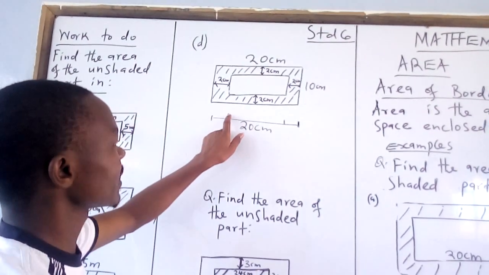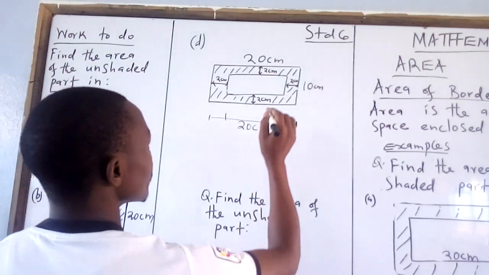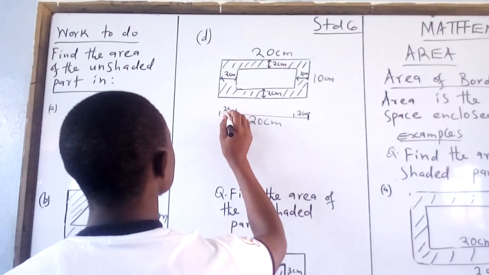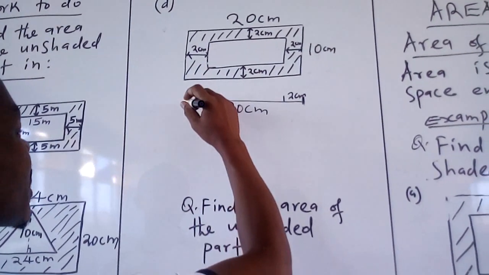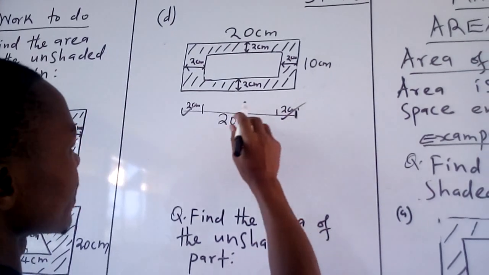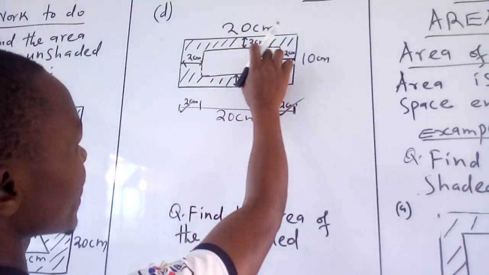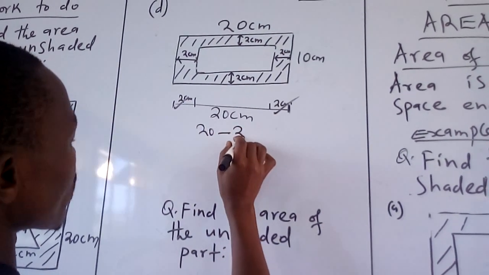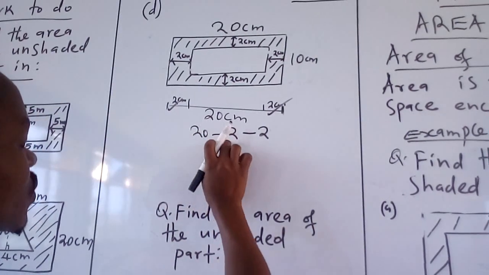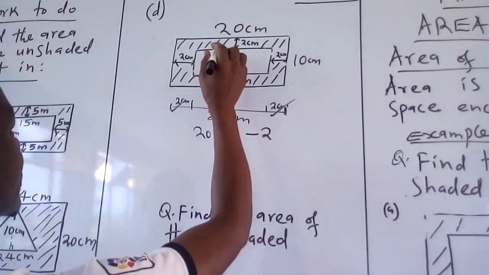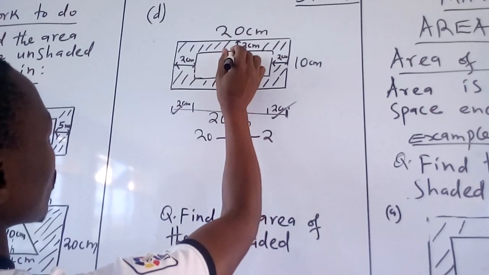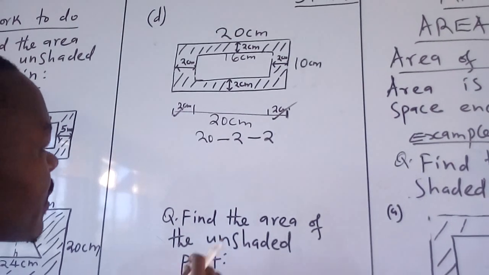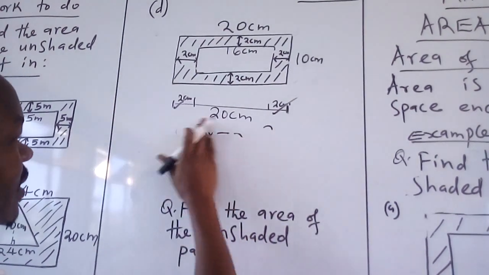So, for us to get the length of the inner rectangle, we are going to subtract this one. And remember, this one was 2 centimeters, this one was also 2 centimeters. So we subtract this 2 and subtract this 2 again to get the length of the inner rectangle. So, 20 minus 2 minus 2. 20 minus 2 is 18, minus 2 is 16. So the length of the inner rectangle will be 16 centimeters. That is the length. Then, let us look at the width.